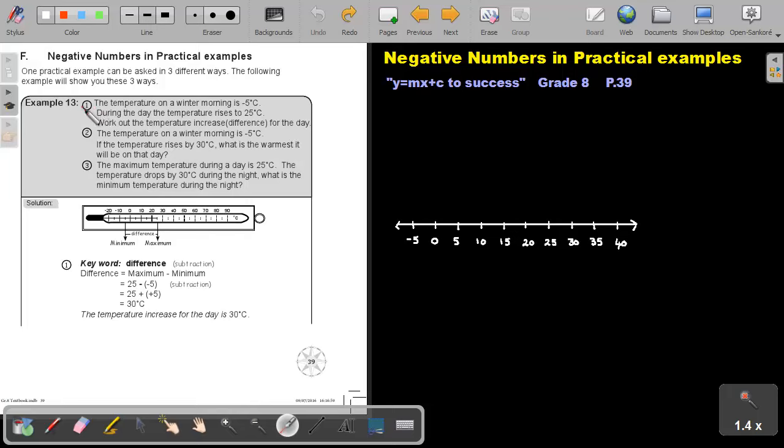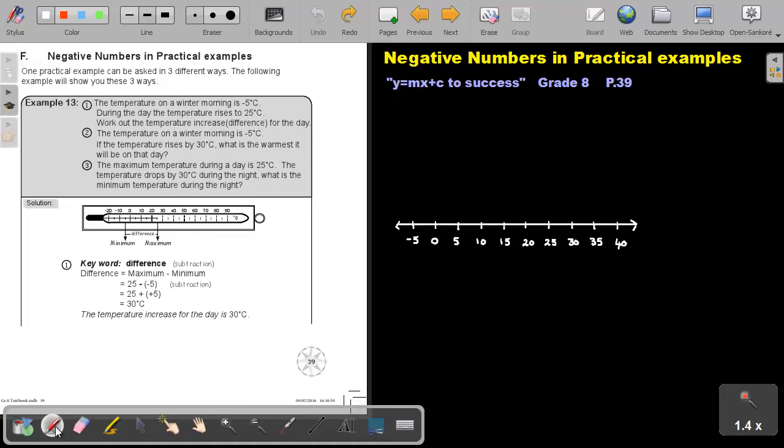Now, let's first look at the first method. The temperature on a winter's morning is -5. During the day, the temperature rises to 25 degrees Celsius. Work out the temperature increase difference for the day. So look, the minimum is -5. It goes up until 25, and I want to find that difference.